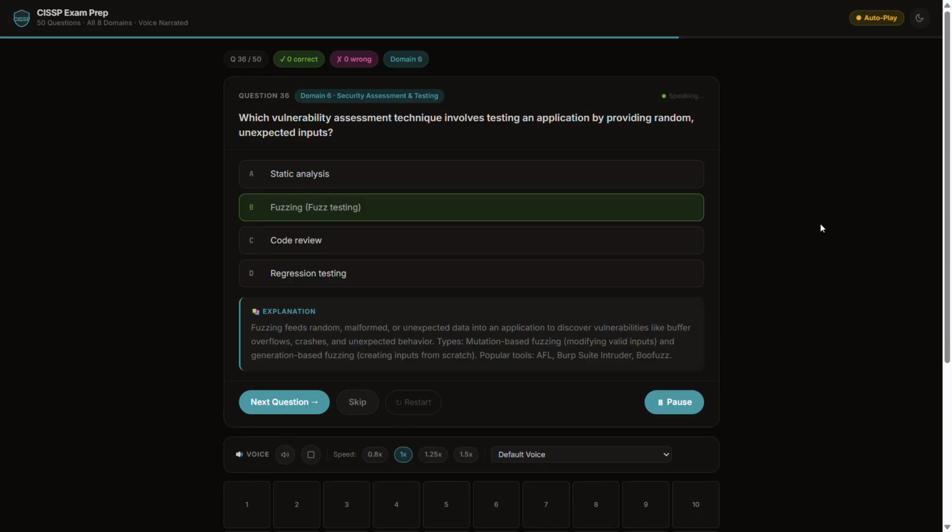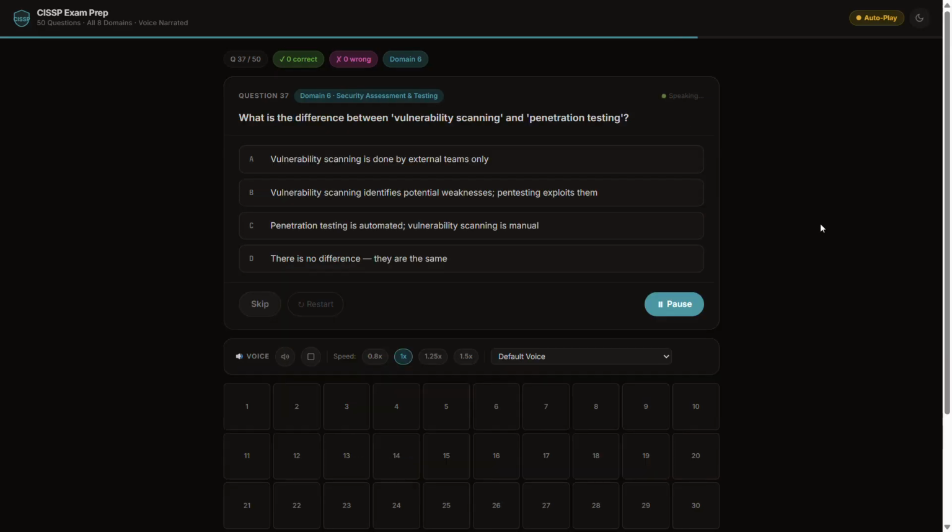Correct answer: B. Fuzzing feeds random, malformed, or unexpected data into an application to discover vulnerabilities like buffer overflows, crashes, and unexpected behavior. Types: mutation-based fuzzing, modifying valid inputs, and generation-based fuzzing, creating inputs from scratch. Popular tools: AFL, Burp Suite Intruder, BuFuzz.